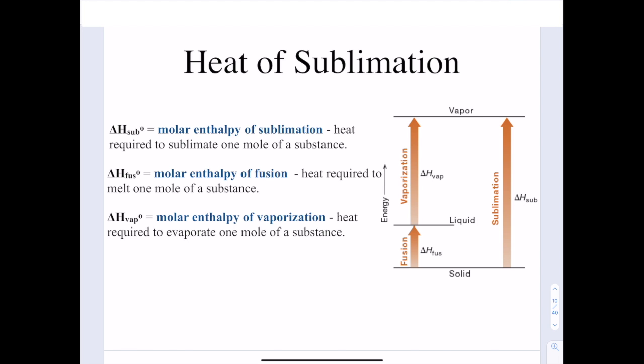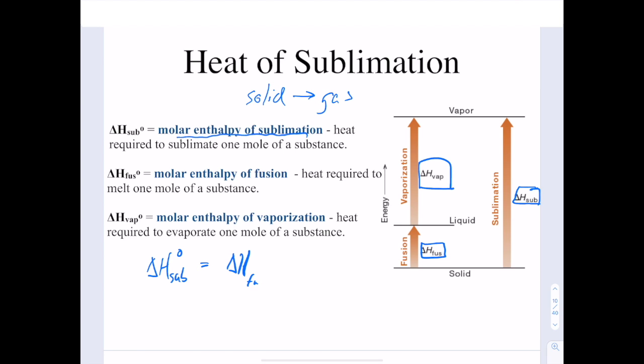The other phase change is solid to gas. And the molar enthalpy of sublimation is the heat required to sublimate 1 mole of a substance. So that's the heat of sublimation. So you can see here enthalpy of sublimation, and this process going from a solid to a vapor in 1 step, that's sublimation. But you could also envision it happening in 2 steps, where you have fusion and you have vaporization. Delta H sublimation is equal to delta H fusion plus delta H vaporization.